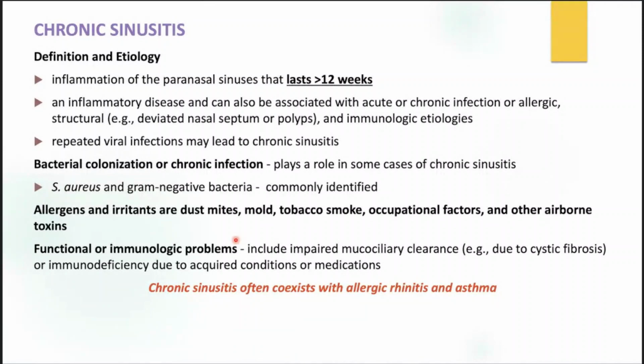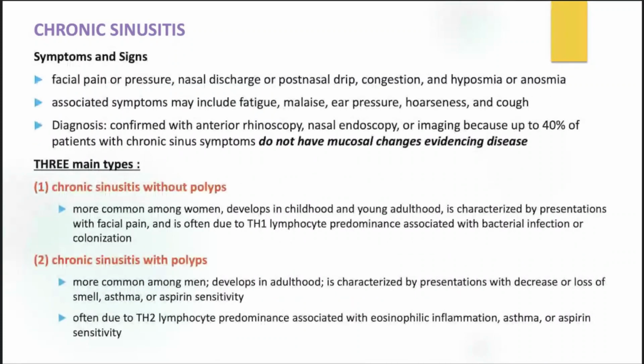Allergens and irritants like dust mites, mold, tobacco, occupational factors, and other airborne toxins may also cause it, especially with continued exposure, and some functional or immunologic problems like those with impaired mucociliary clearance due to cystic fibrosis or immunodeficiencies could also cause chronic sinusitis. So this often coexists with allergic rhinitis as well as asthma. Symptoms would be the same as your acute sinusitis, except for the duration that would be longer.